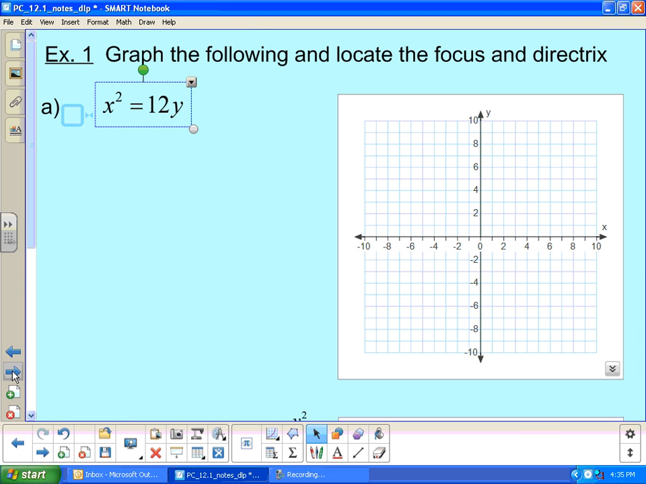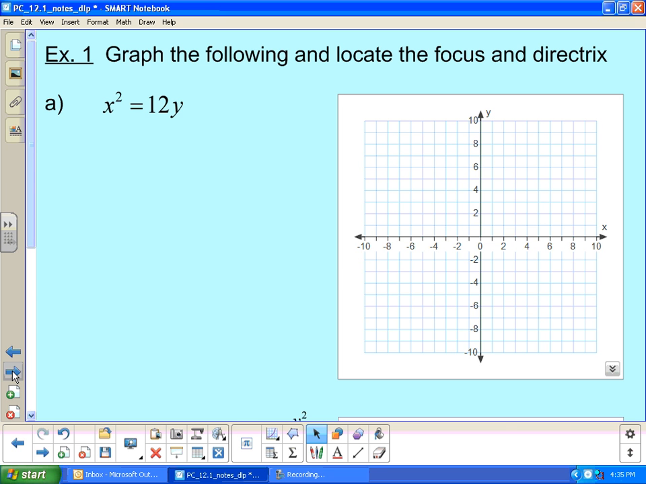All right, let's keep pressing on. So now we know where they come from. A little technical difficulty here. There we go. All right, let's graph some of these and then find the focus and the directrix.